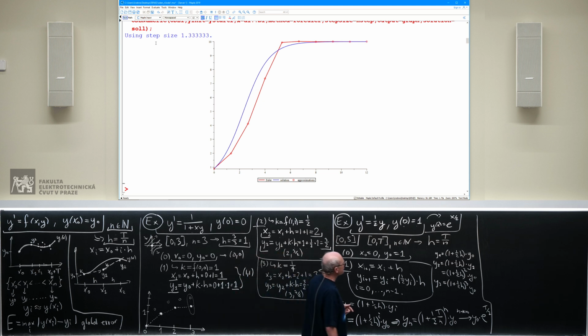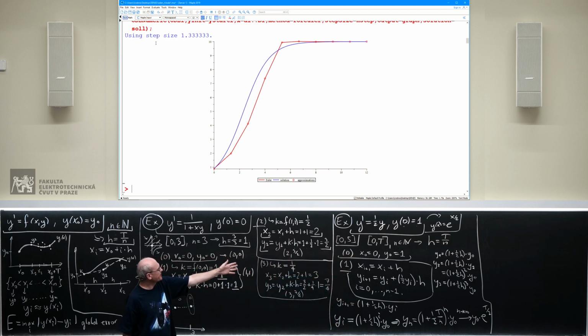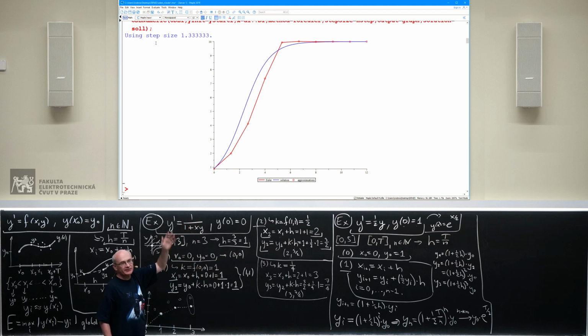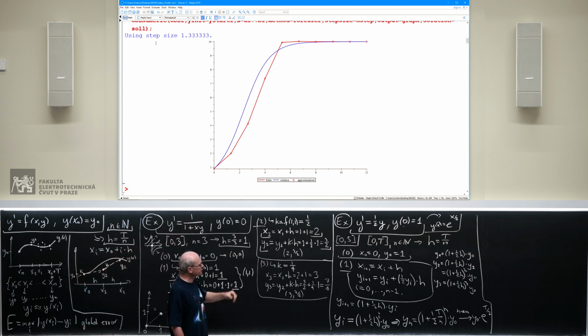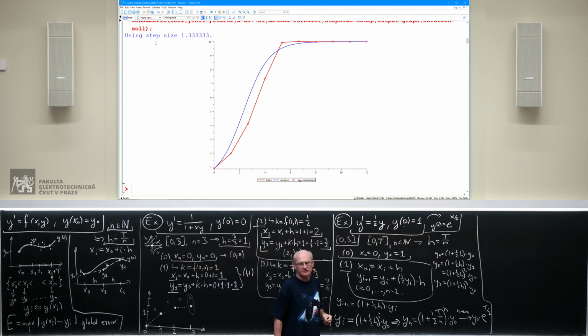Okay, this brings us to the key question. We saw two examples. One was really trivial. This one was a little bit less trivial, but these are just two examples. So what can we say in general about the quality of numerical solutions produced by the Euler method?